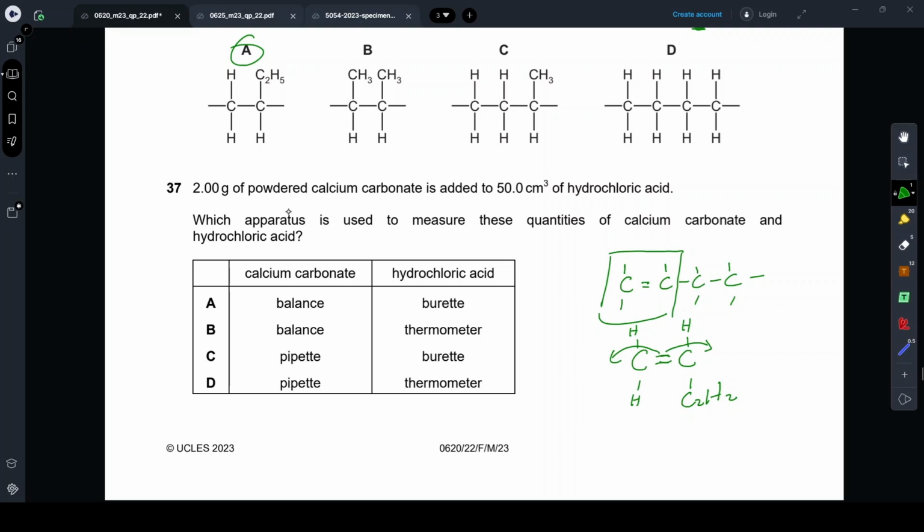Yes, Sobia? A. Yes. Calcium carbonate is a solid, so you're going to use a balance. The other options are either a burette or a thermometer. Thermometers are not used to measure volume, whereas burettes are, and so you get A.